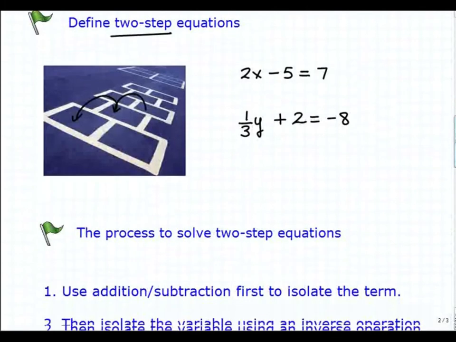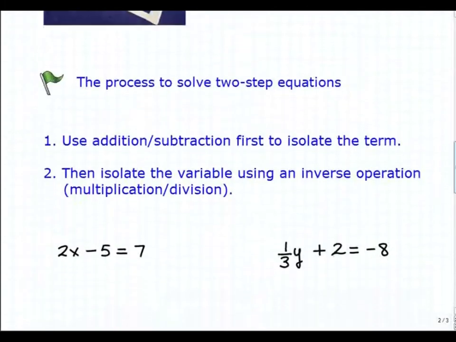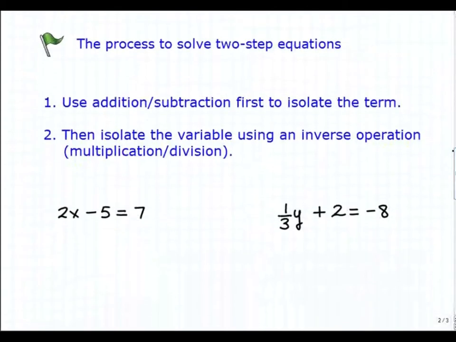So what is the process to solve two-step equations? It's actually pretty straightforward. Okay, the first thing you're going to do is you're going to use addition or subtraction to isolate the term. And what I'm talking about there is the variable term. So let me give you an example. Here's our two-step equations. This right here, the 2x is the term. Okay, it's the variable term. And in this particular example, 1/3 y would be the term.